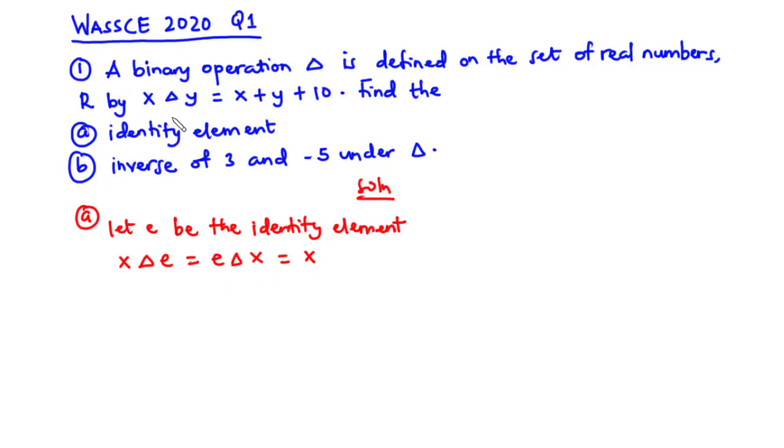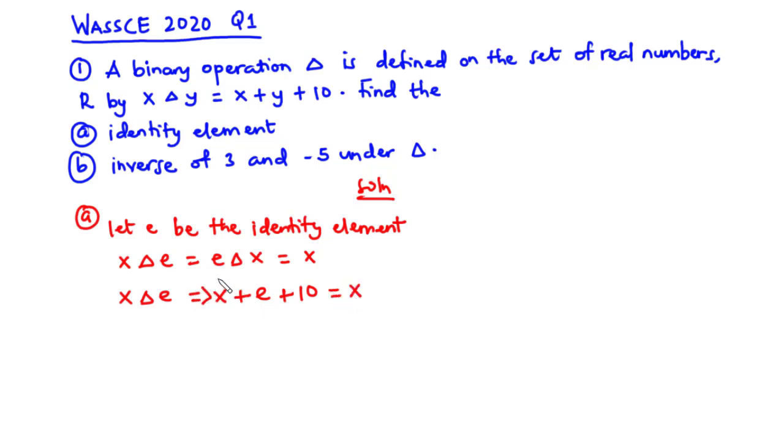Now using this same binary operation, we are going to replace y by e. So wherever we see y in this binary operation, we replace it with e. So x delta e is equal to x plus e plus 10. And then we said that whenever you combine x with the identity element, it should give us x. So the whole of this is equal to x.